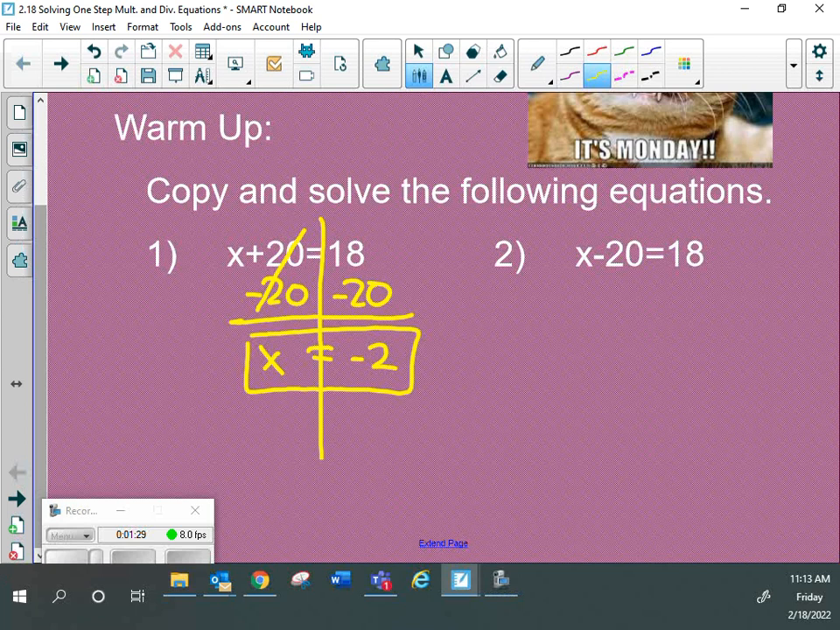If I'm unsure, what should I do to check my answer? Plug it in. Plug this into that original equation. Negative 2 plus 20 gives me, class, 18. Is that a true statement? Yes. So x equals negative 2.